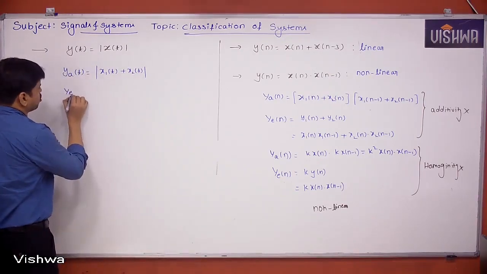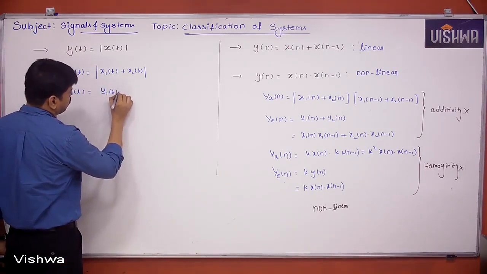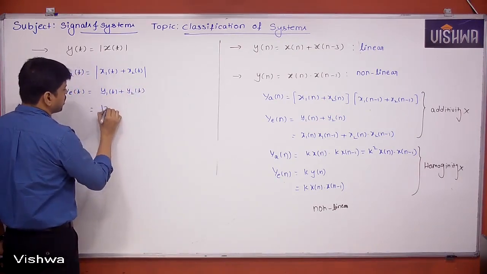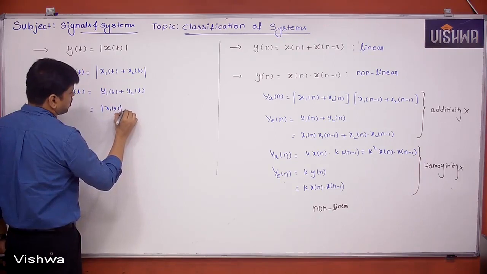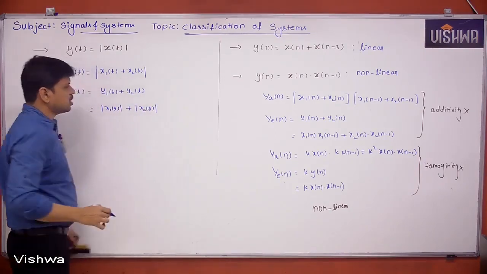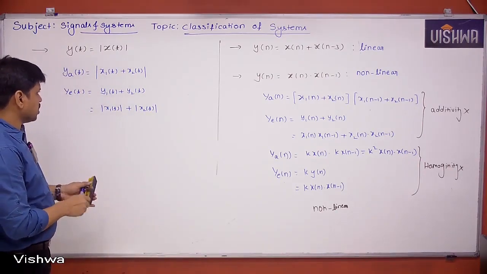What is the expected output? y1 of t plus y2 of t, which is mod x1 of t plus mod x2 of t. If you observe, both are not equal. For that, let's take some examples, so you can understand why they are not equal.